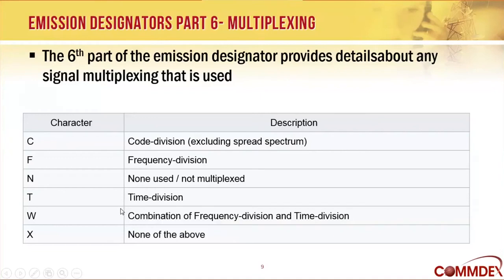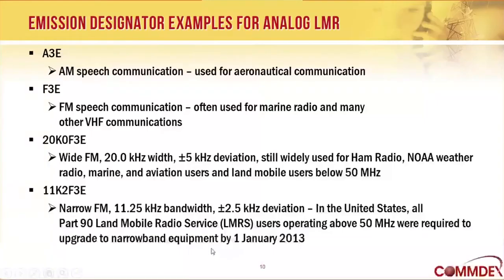And then the sixth and final part provides any additional information about any multiplexing that might be used. And here's where our FDMA and TDMA come into play. F for frequency division, T for time division. We might have a combination of frequency and time division. And our CDMA for code division multiplexing, or code division multiple access. So let's look at some common emission designators that we might see.